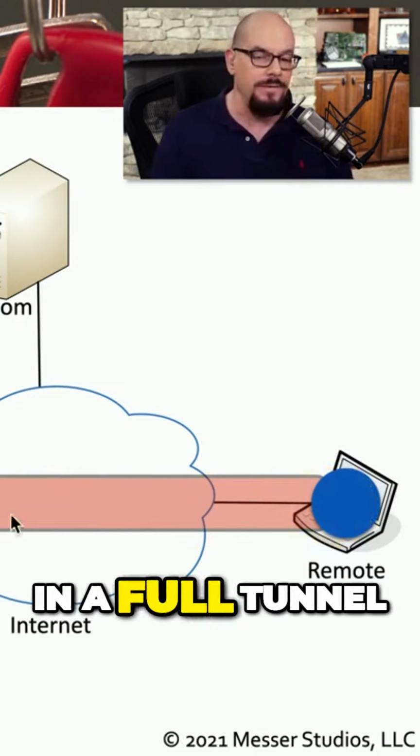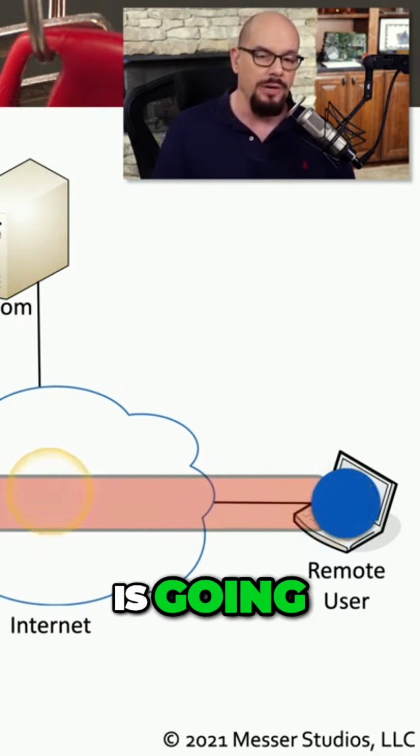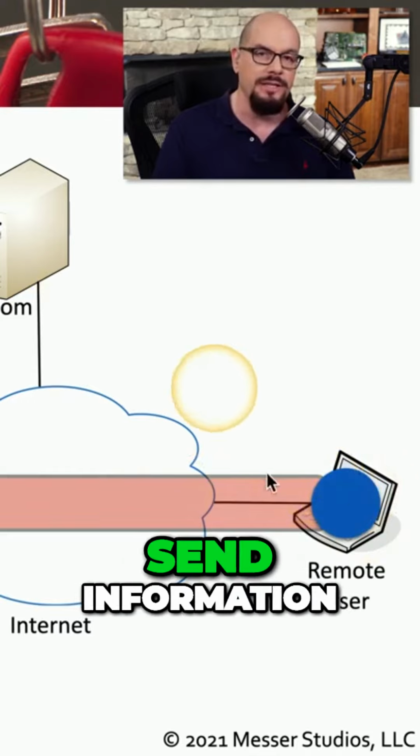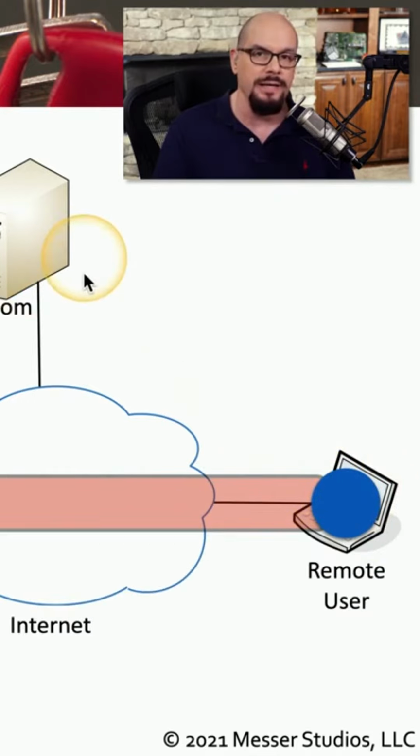This means that in a full tunnel, all of the data is going across that encrypted tunnel, and that user can't break out of that tunnel to send information to another device directly.